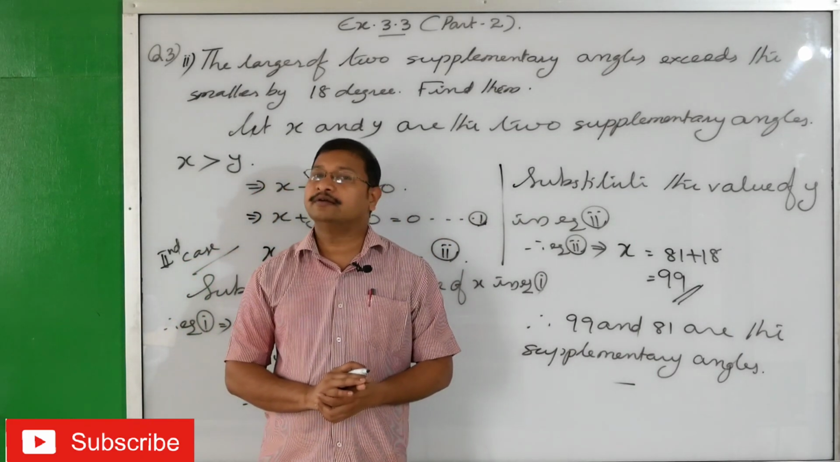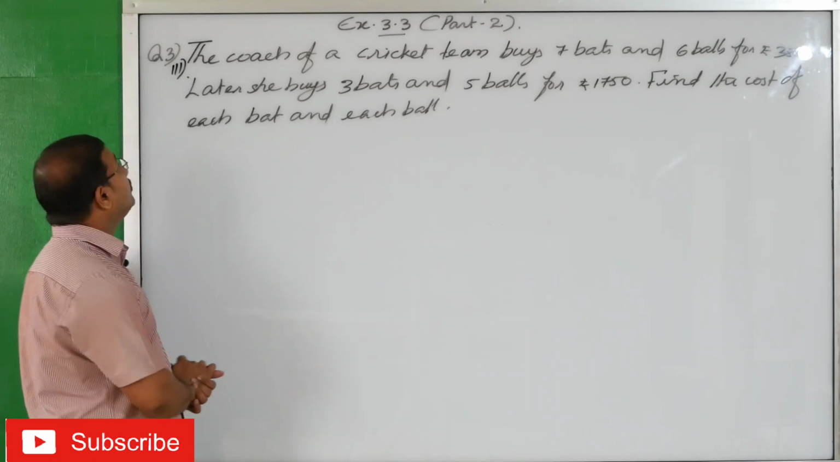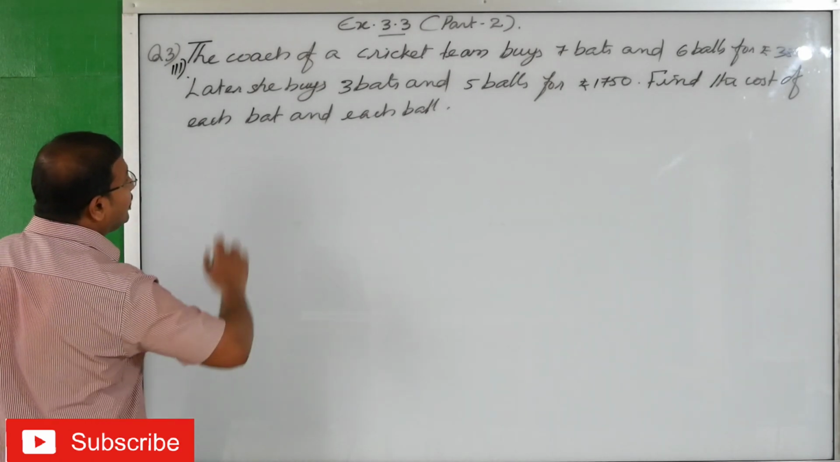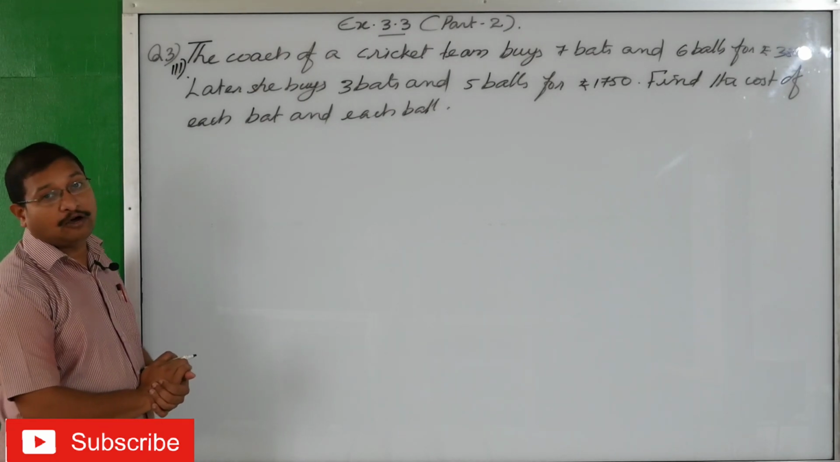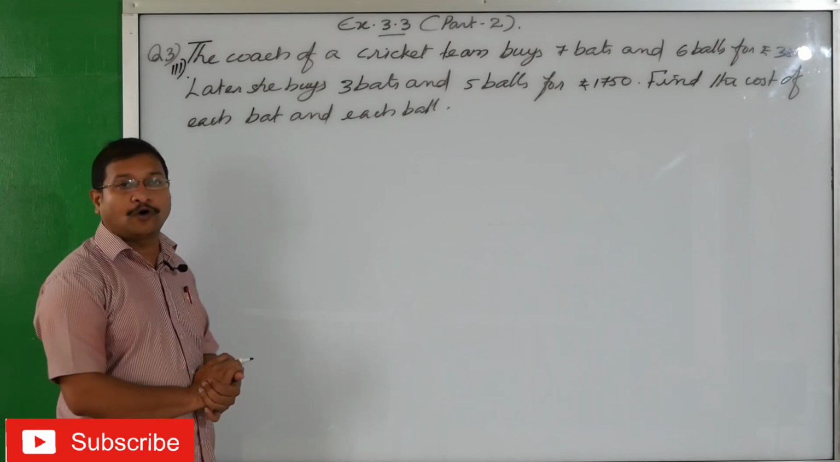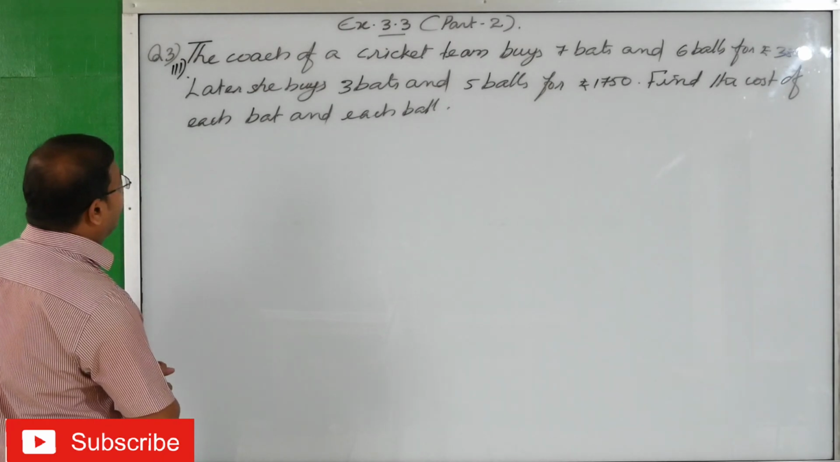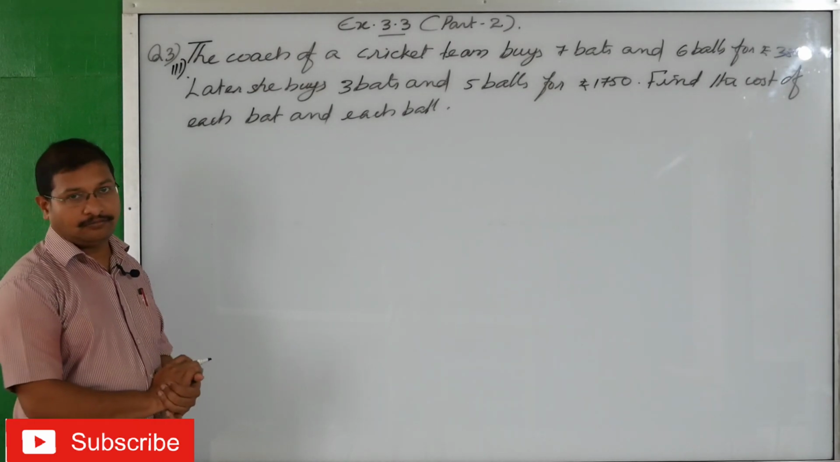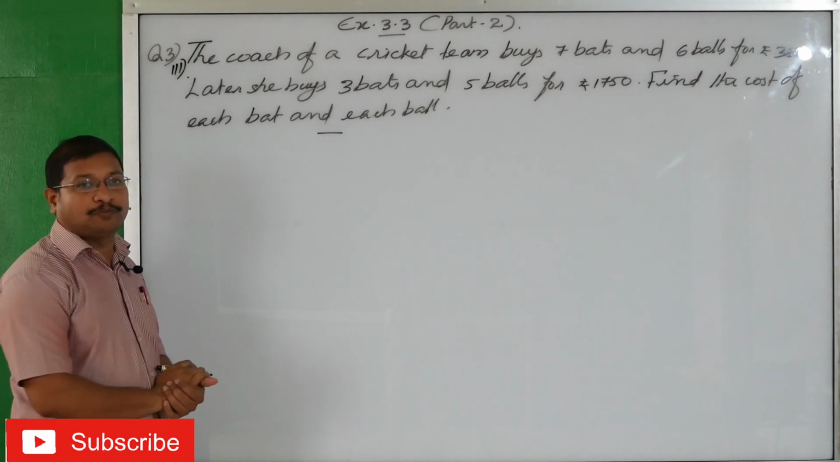Ready? Let's go to the next question. I will read question number 3. See, the coach of a cricket team buys 7 bats and 6 balls for rupees 3,800. Later she buys 3 bats and 5 balls for rupees 1,750. Find the cost of each bat and each ball. Ready? So we want to find out the cost of each bat and each ball.